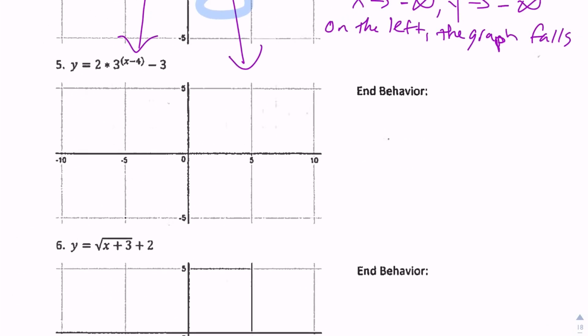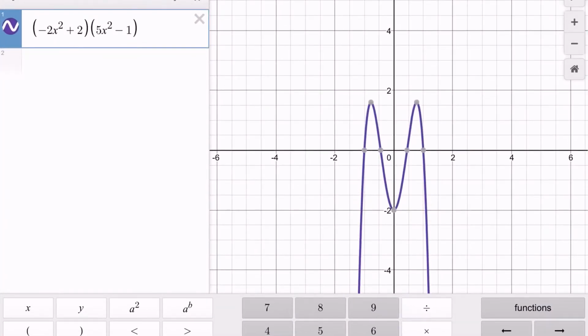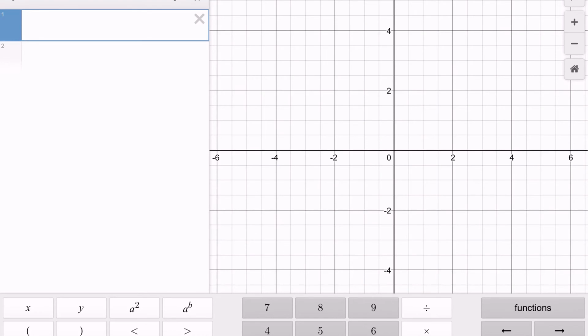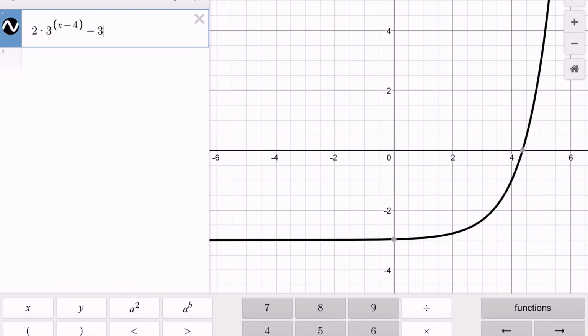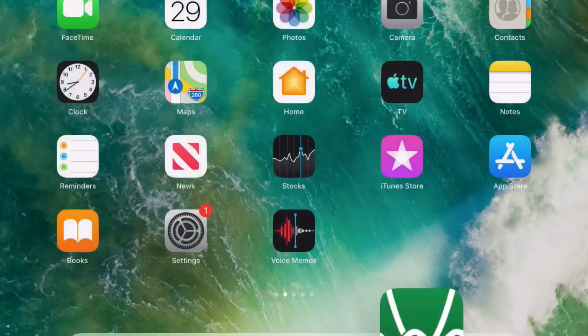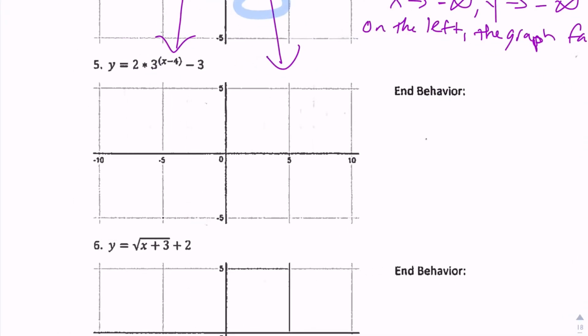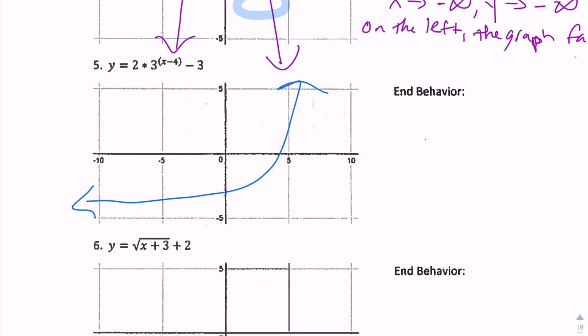All right, this next graph, let's punch it into Desmos. And you're welcome to try this one on your own. I think that would be a good idea before we get started. 2 times 3 to the x minus 4, and then minus 3. Okay, so here is our graph. So let's go back and draw that. Okay, something like that. Set up our end behavior notation.